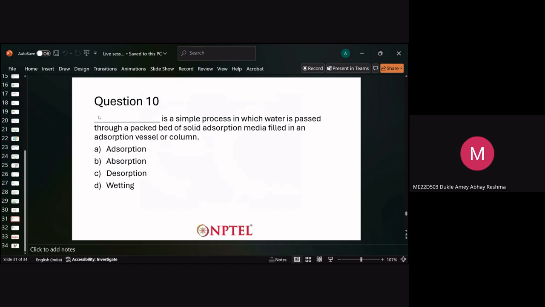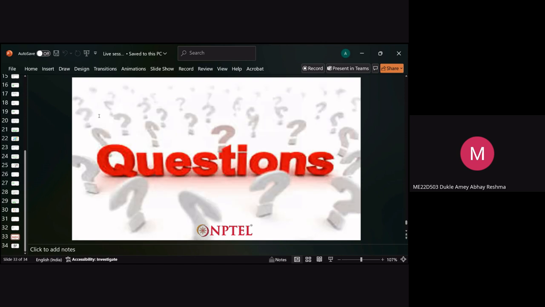Absorption, desorption, wetting. So the answer is adsorption. Here, basically, you have the answer given in the question itself: the bed of solid absorption media. So obviously, the process is an adsorption process.